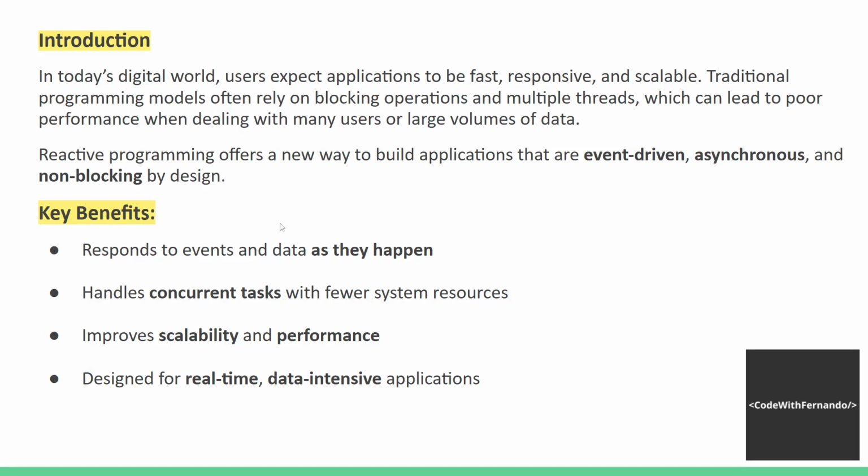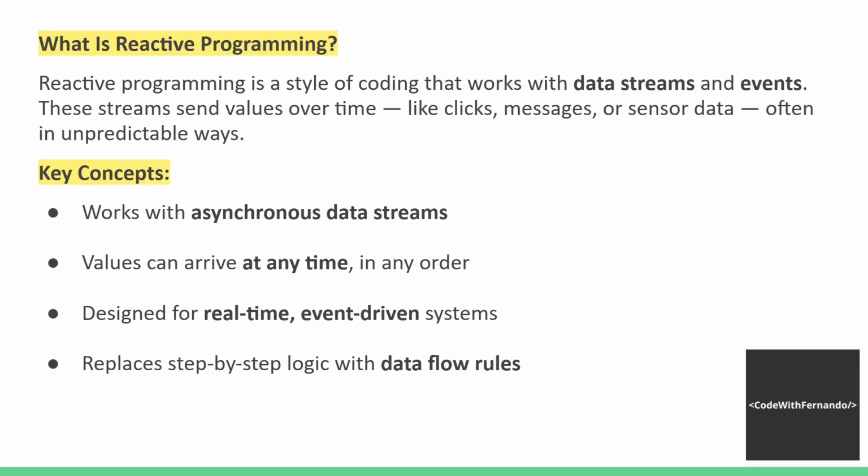So what are the benefits of working with reactive programming? Respond to events and data as they happen. Okay, it handles concurrent tasks with fewer system resources, and improves scalability and performance. It's well designed for real-time, data-intensive applications. What is reactive programming? Okay, reactive programming is a style of coding that works with data streams and events. These streams send values over time, like clicks, messages, or sensor data. Also, for example, HTTP requests, often in unpredictable ways.